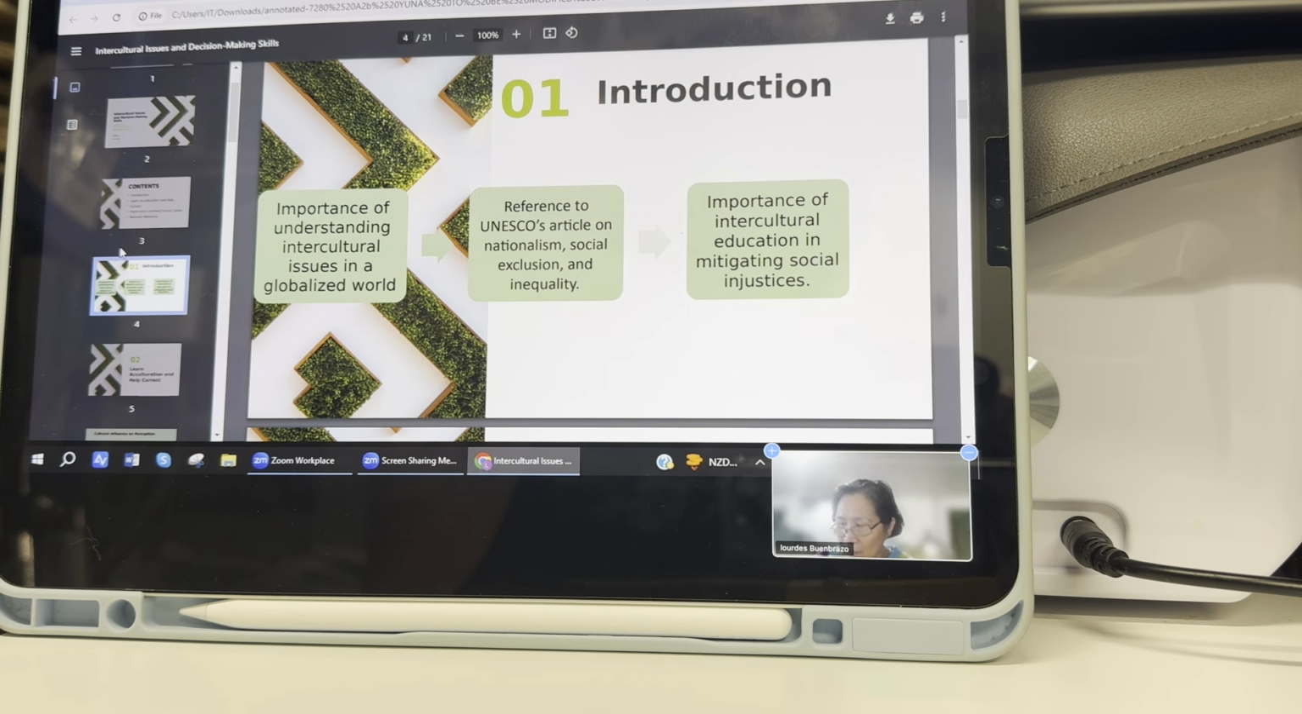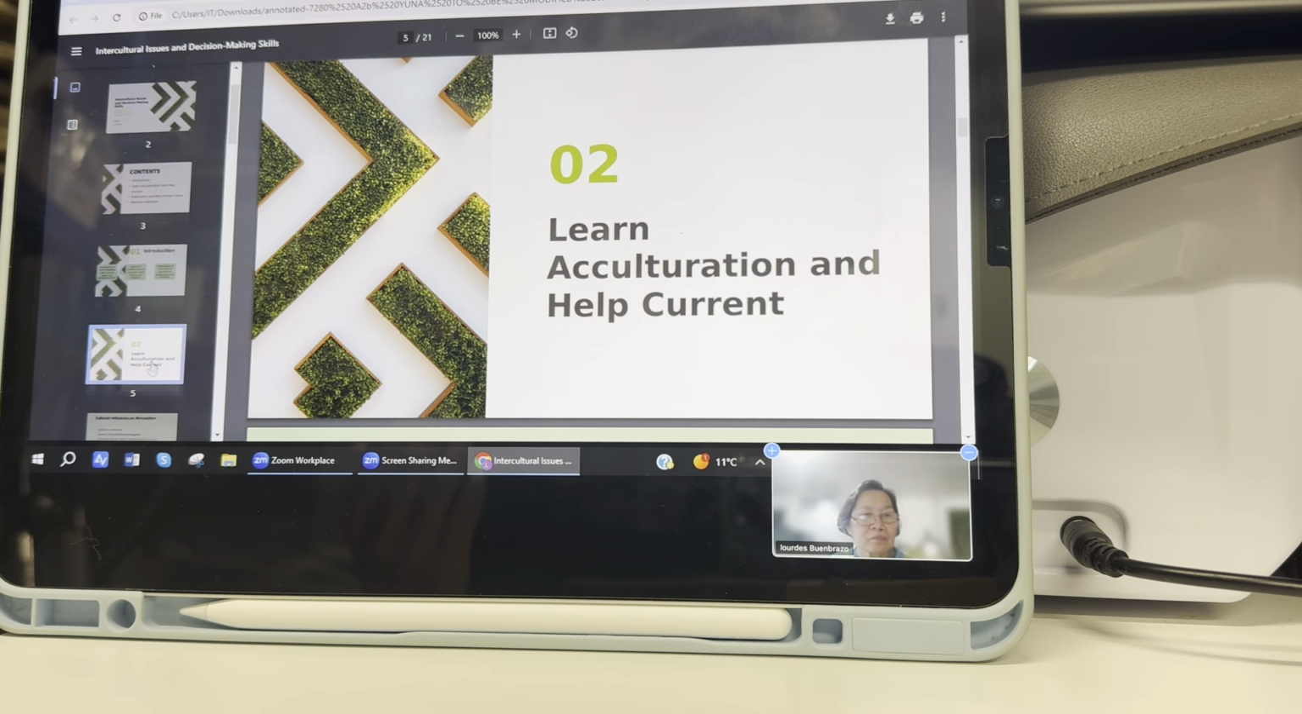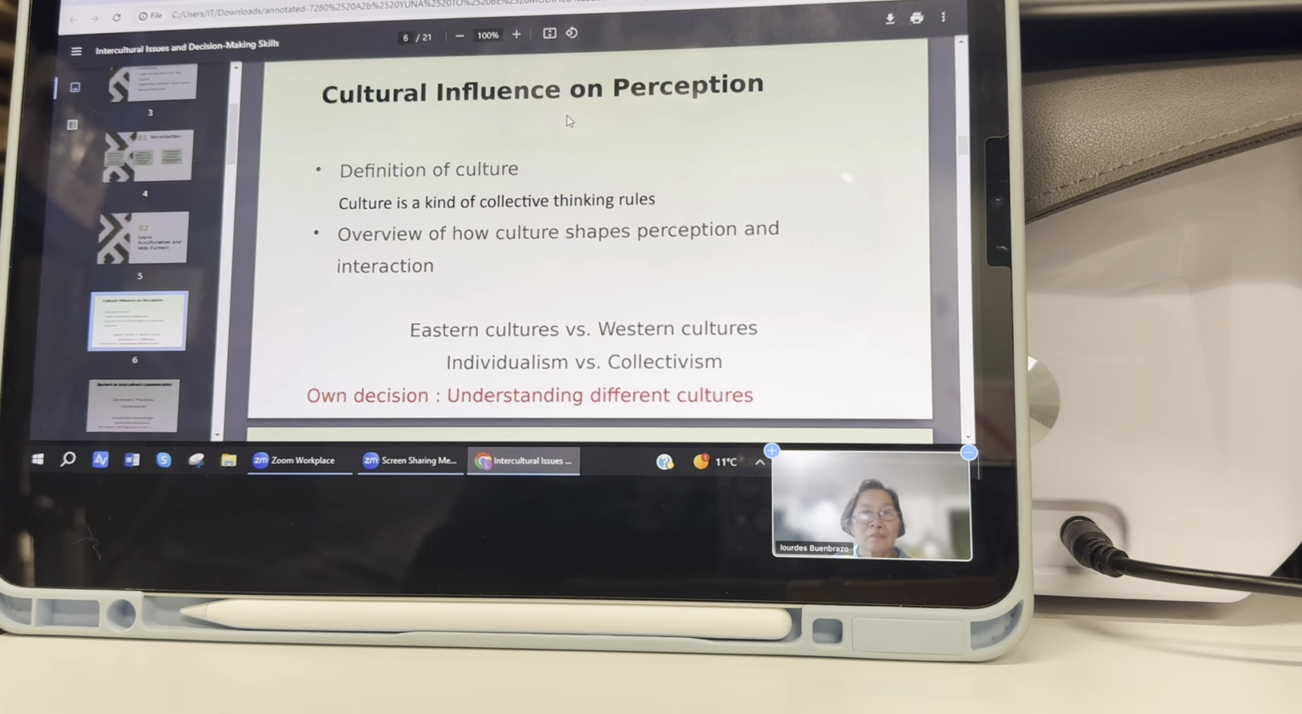Now we move to part 2. We talk about interculture and how it helps in my current situation. Then we talk about the culture influence on perception.